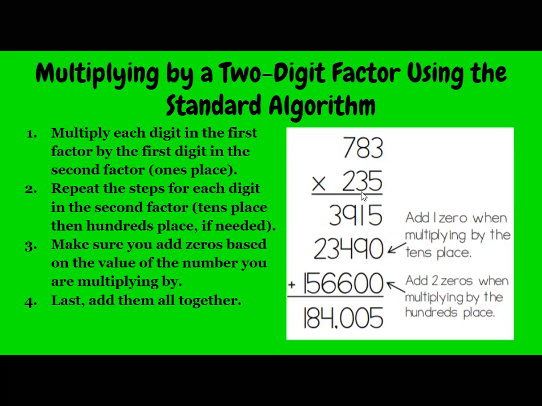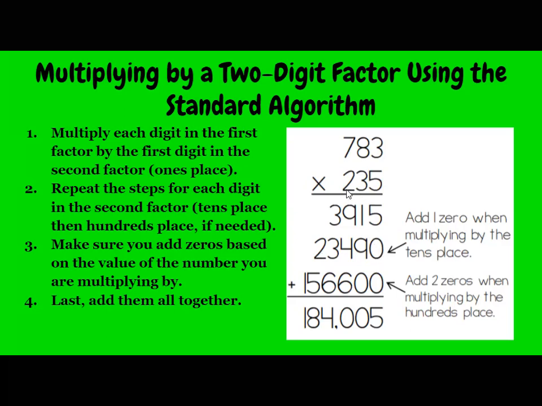Since we are multiplying by the tens place, we always have to make sure that we add a 0 before we multiply by the tens place. So we multiply 3 times 3, 9, 3 times 8, and then 3 times 7 to get a total of 23,490 as our second partial product.